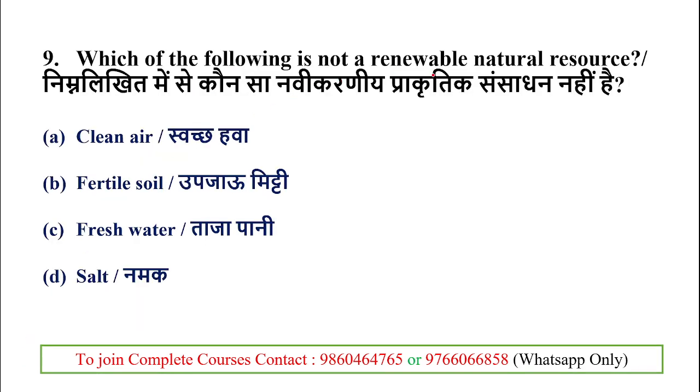Which of the following is not a renewable natural resource? This means it is non-renewable. The options are clean water, fertile soil, fresh water, and salt. These questions can cause confusion, and this is also a repeated question in UGC NET. So study well and make sure the explanation for this question is clear to you. The answer for this is salt.